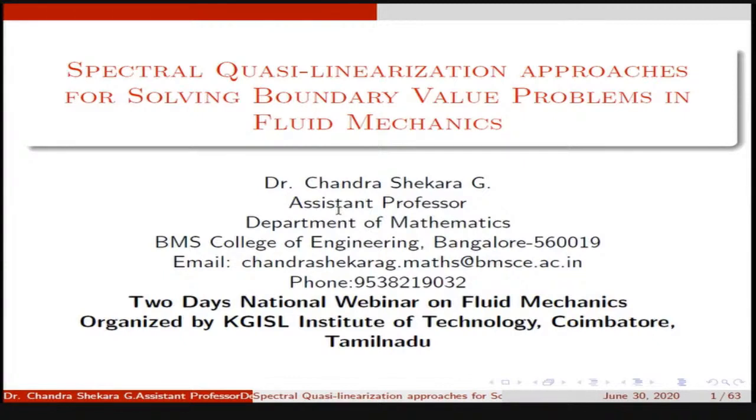Today's FDP session will be focusing on spectral quasi-linearization approaches for solving boundary value problems in fluid mechanics.